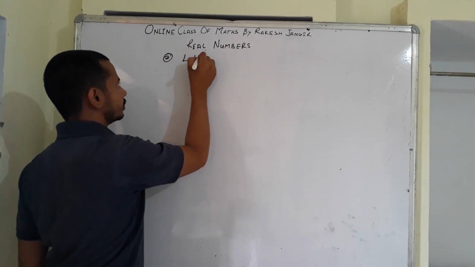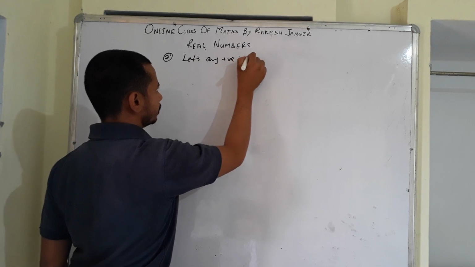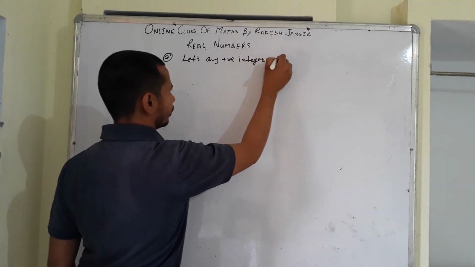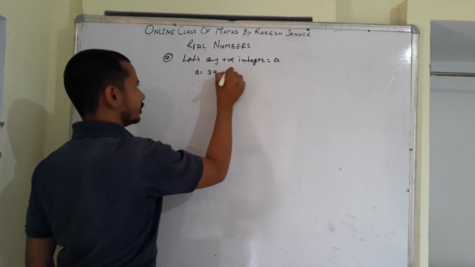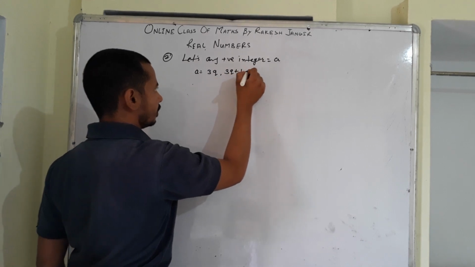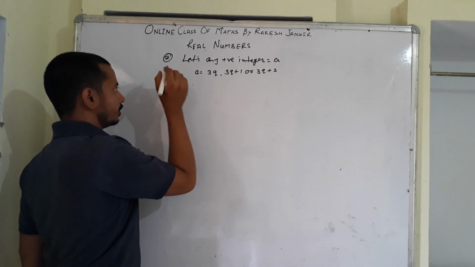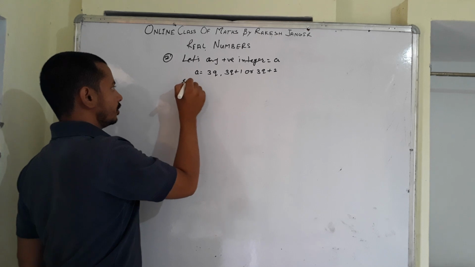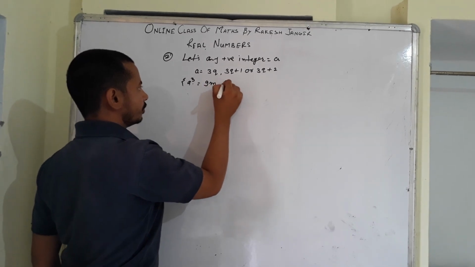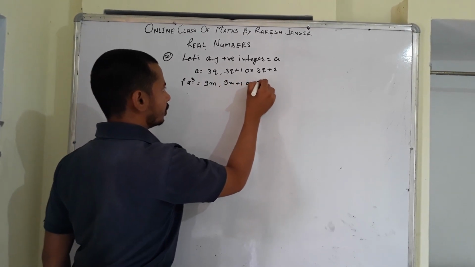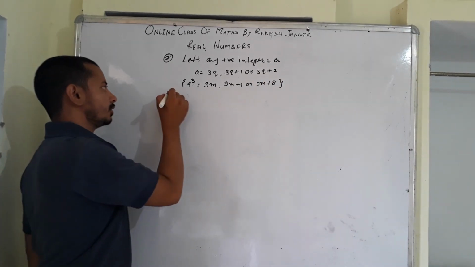Let any positive integer equal a, and the value of a equals 3q, 3q plus 1 or 3q plus 2, because it is given in the question that the cube of a equals 9m, 9m plus 1 or 9m plus 8, then according to the question.